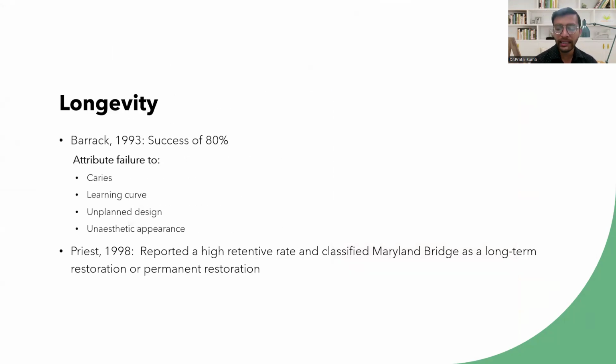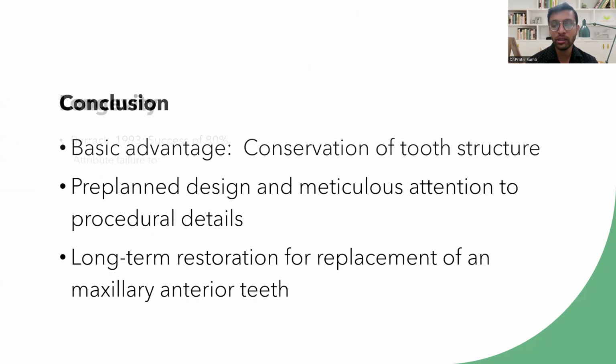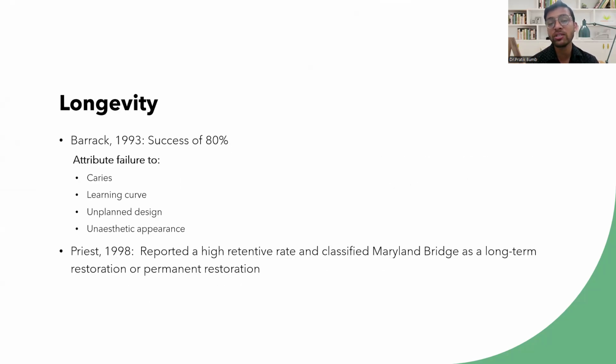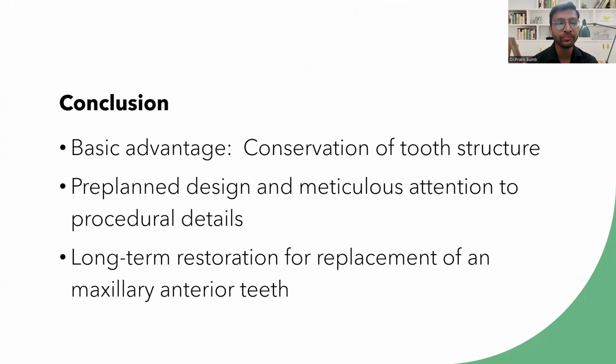So Barak in 1993 concluded that the success of the Maryland Bridge is somewhere around 80%, and the failures were attributed to reasons like caries, a learning curve if it is not done very properly, unplanned design of the wings and the occlusion, and unaesthetic appearance of the Maryland Bridge. Priest in 1998 reported a high relative rate and classified Maryland Bridge as a long-term or permanent restoration.